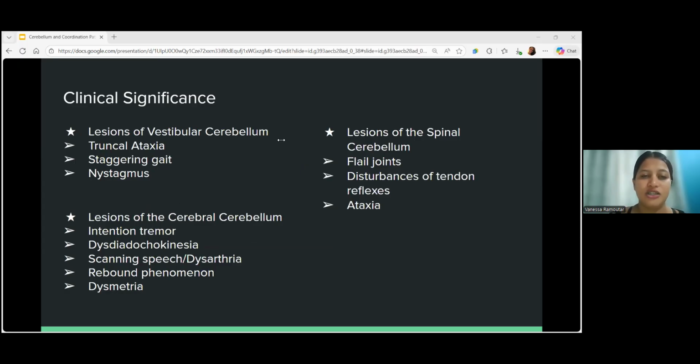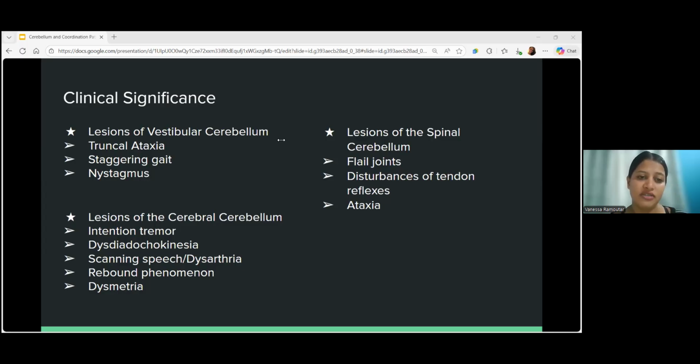Signs of cerebellar lesions or disease can be described as they relate to the affected functional locations within the cerebellum. Lesions involving the vestibular cerebellum produces signs such as truncal ataxia, staggering gait, and nystagmus. On the other hand, lesions involving the cerebral cerebellum leads to muscular incoordination and manifests in the form of dysmetria, intention tremor, dysdiadochokinesia, dysarthria or scanning speech, and rebound phenomenon.